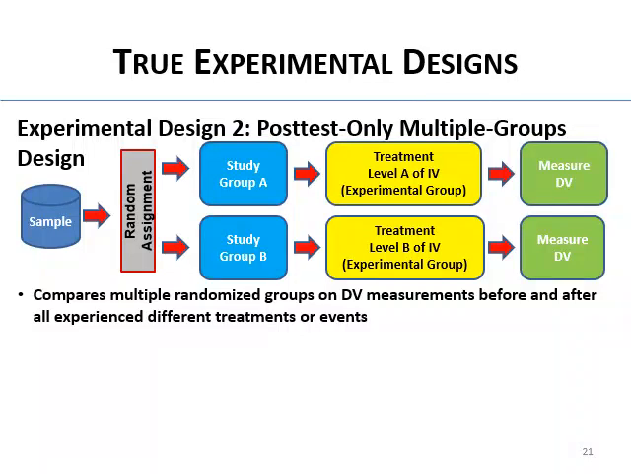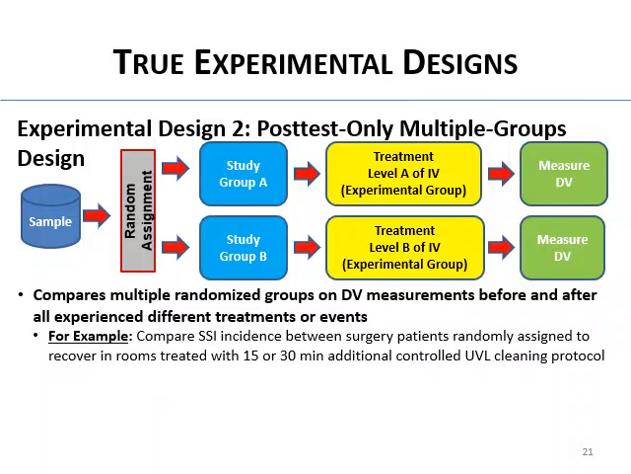So where might you use this? Well, you might compare your surgical site infection incidence between surgery patients who are randomly assigned to recover in rooms treated with 15 or 30 minutes of ultraviolet light, in addition to normal cleaning stuff.